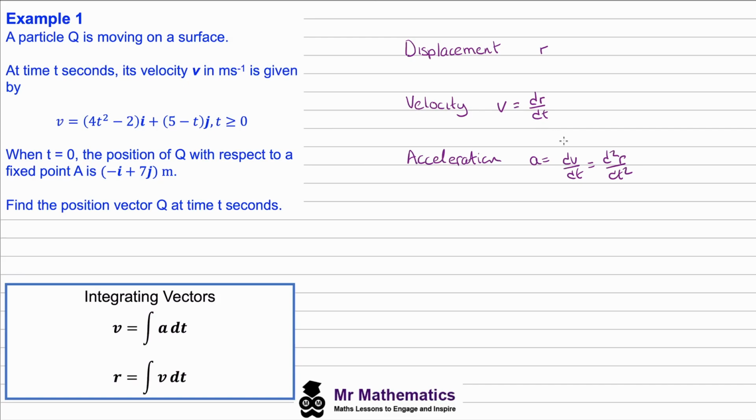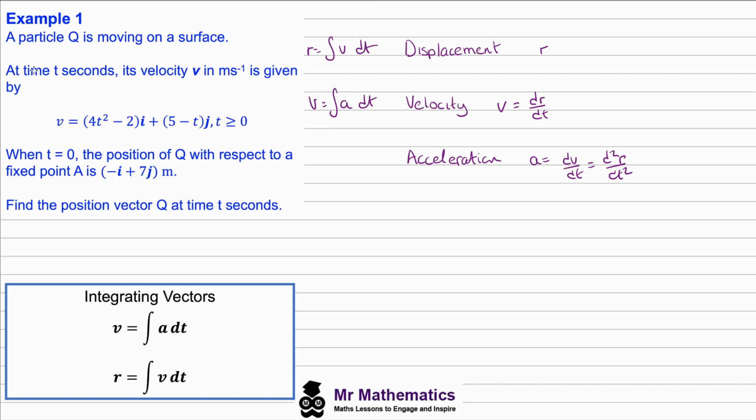So using this idea, we can work out velocity if we have the acceleration. This will be the opposite of differentiating with respect to time. So this would be the integral of the acceleration with respect to time, and the displacement would be the integral of velocity with respect to time. Okay, so in this video, we're going to use these two ideas to model motion.